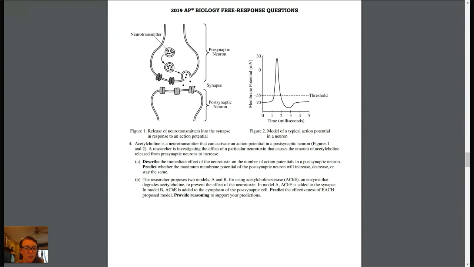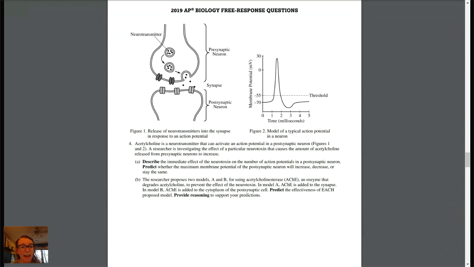B, the researcher proposes two models, A and B, for using acetylcholine esterase, an enzyme that degrades acetylcholine, to prevent the effects of this neurotoxin. In model A, acetylcholine esterase is added to the synapse. In model B, acetylcholine esterase is added to the cytoplasm of the postsynaptic cell. Predict the effectiveness of each proposed model and provide reasoning.